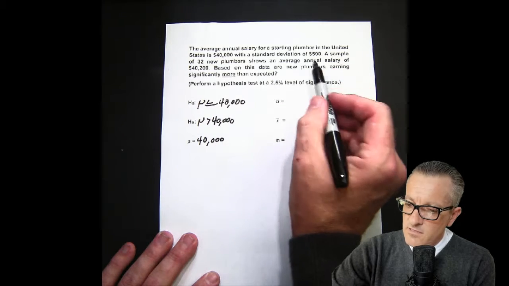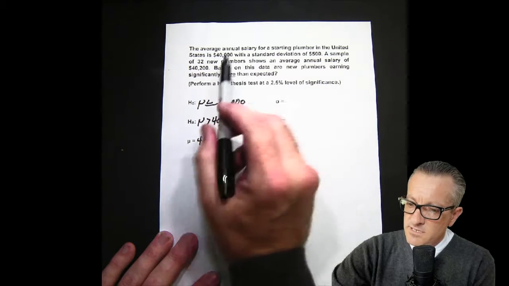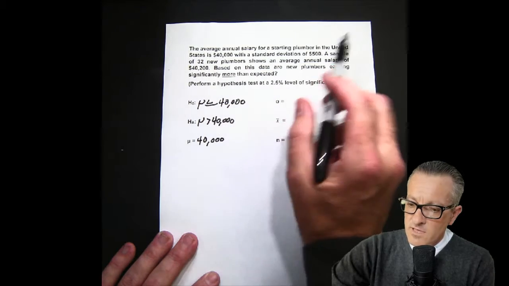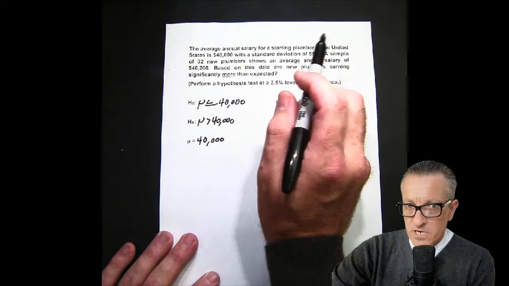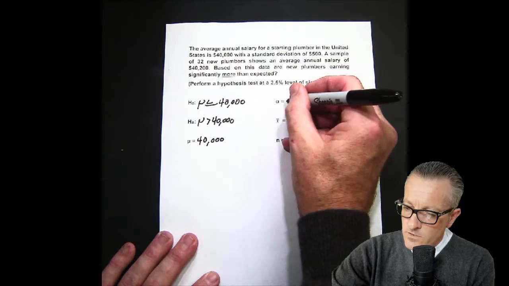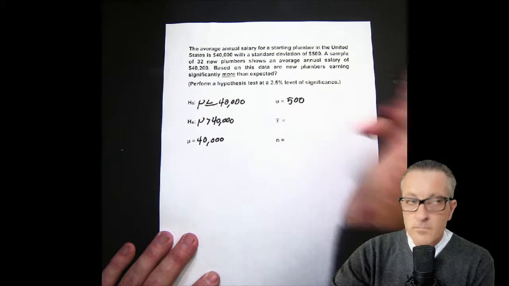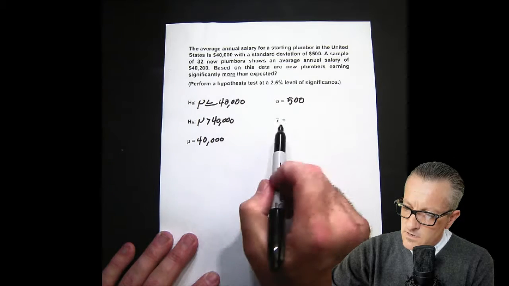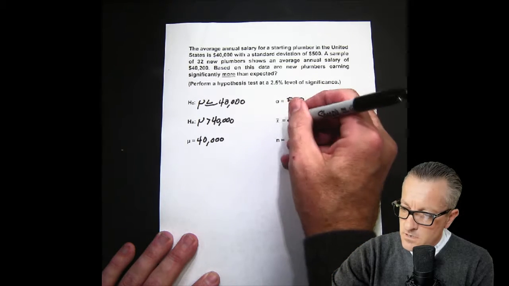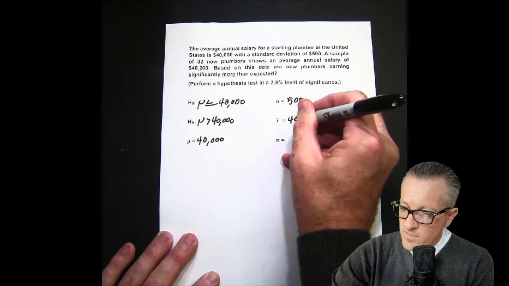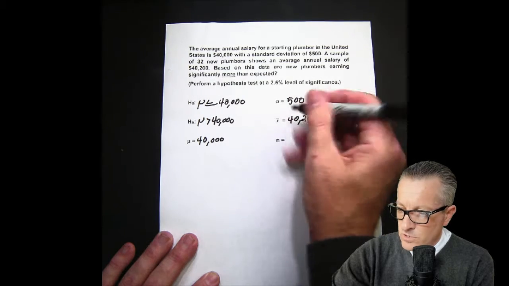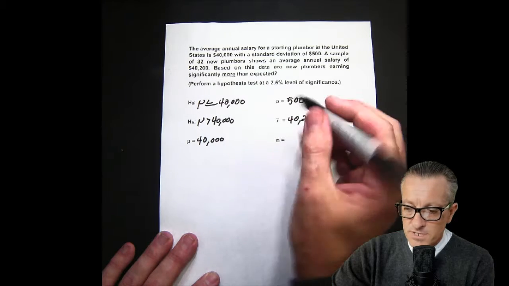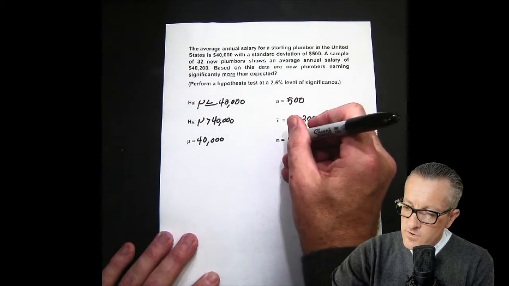And we know that that is the population standard deviation because it's in the same sentence as our mu, which is our population mean. So that's something to consider, is where the information is provided. So 500. And then our x bar is our sample mean, which is 40,200. And our n, which is our sample size, is 32.